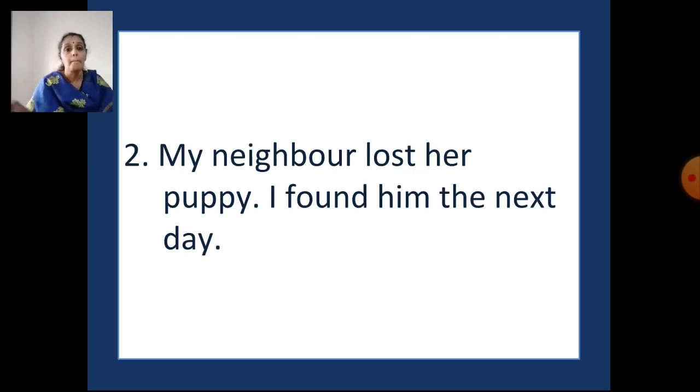Okay. My neighbor lost her puppy. I found him the next day. The second one. Children, leave a line after every question so that it is neat and there is no confusion. Second one: My neighbor lost her puppy. I found him the next day. Copy this question down and circle the pair of opposites in these two sentences.